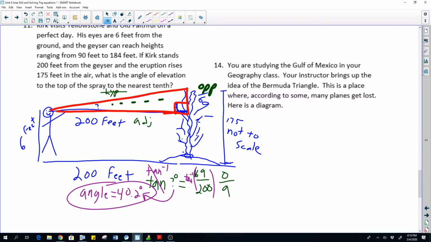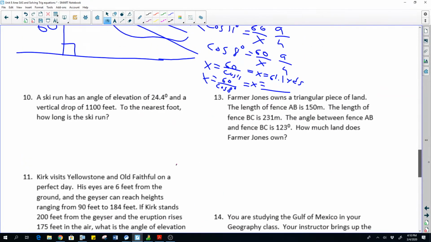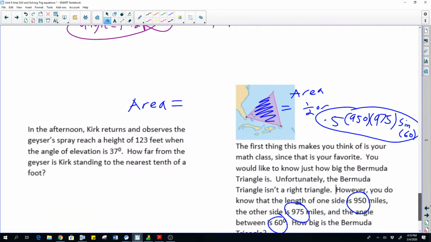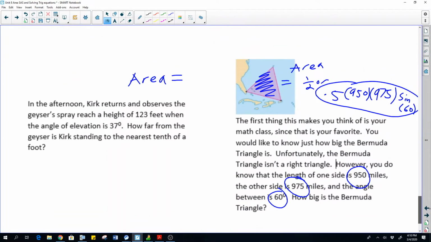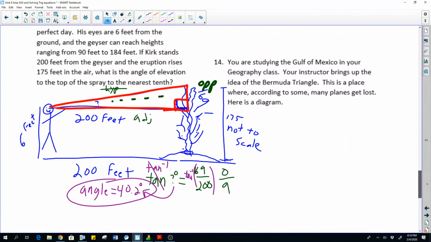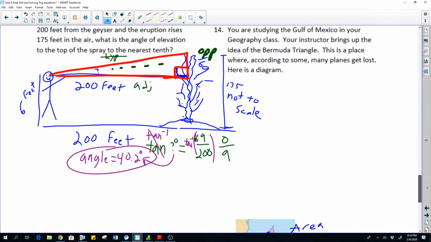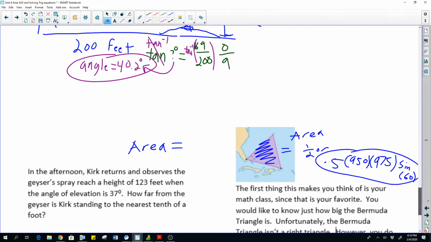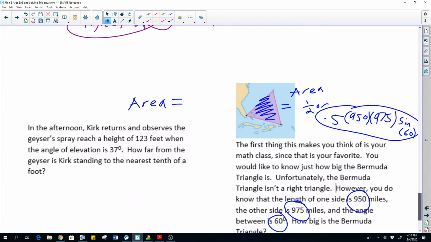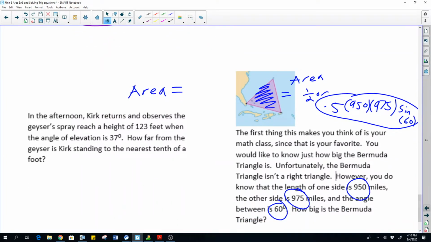Okay, now we're looking at number 14. You're studying the Gulf of Mexico, and you have this triangle. We're looking for the area of the triangle, in a place where planes get lost. Here's the diagram. So the area is equal to 1/2, or 0.5, times the side, times the other side, times the sine of the angle between the sides.